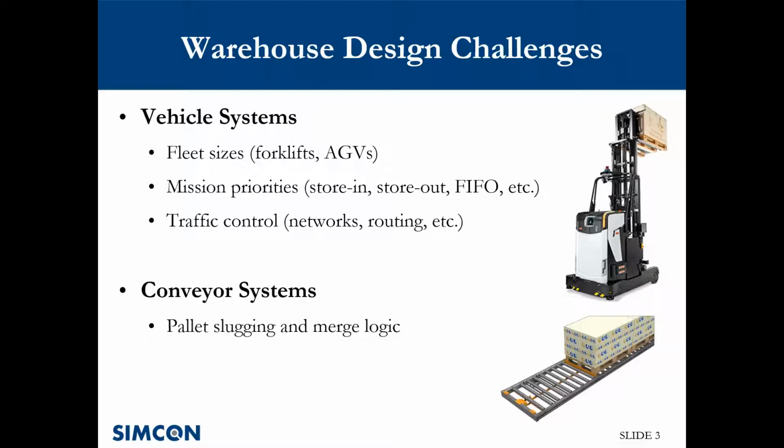Once you've got your pallet racking systems defined, you know how much capacity you need, and you know how you're going to distribute pallets throughout your warehouse, the next thing you need to do is define your material handling systems. This typically includes a vehicle system of some kind, either manually operated forklifts, or if you're one of the warehouses moving more toward automation, maybe an AGV fleet or two, and then conveyor systems potentially as well.